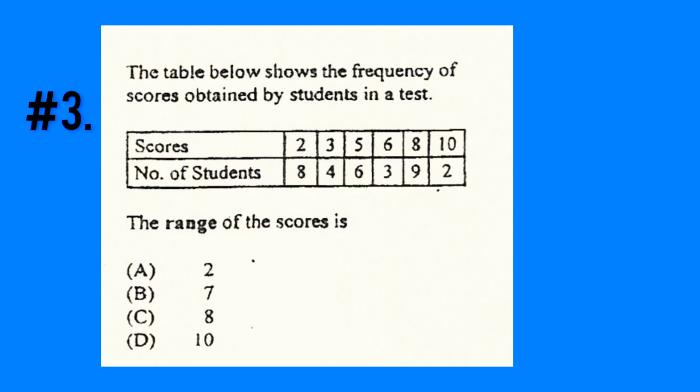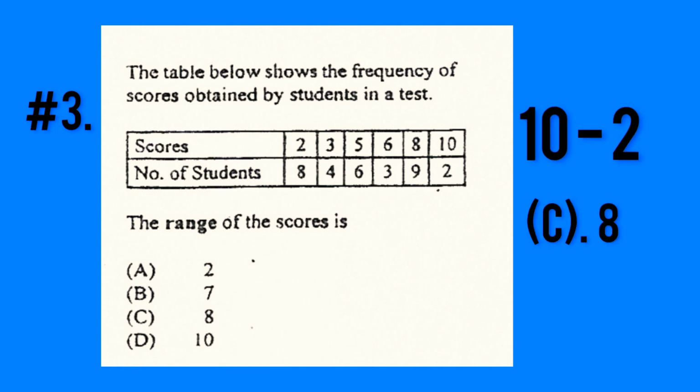All right, number 3, statistics. And this one is asking you for the range of the scores. Now, the range is the difference between the largest and the smallest value. You want the range of the scores, so you cannot look on the number of students. You have to look at the scores, right? The number of students is just the frequency. So you have to take the highest and the lowest value from the scores. So the answer there is C.